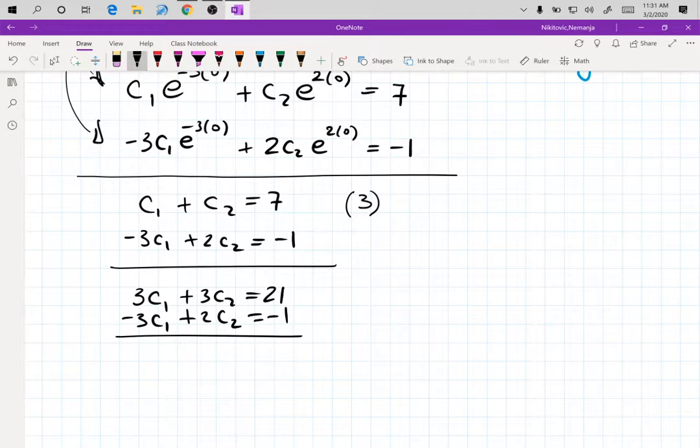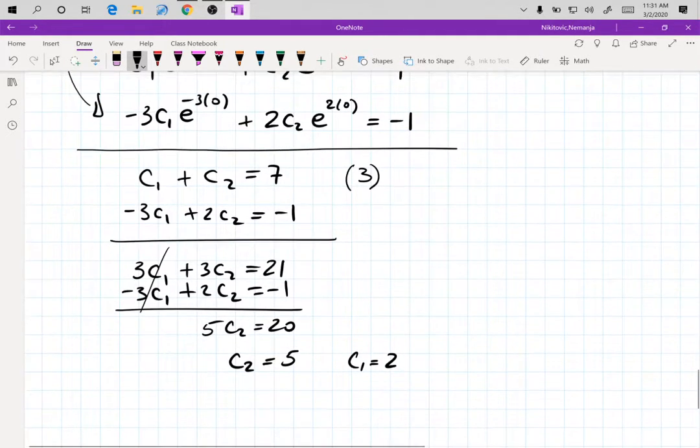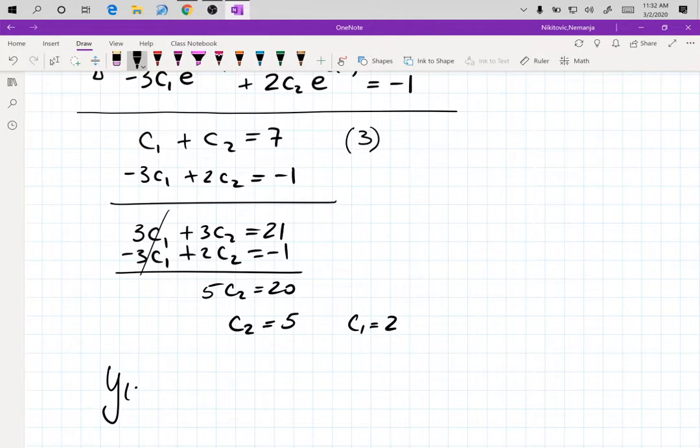All right, so now the C1s drop, 5 C2 equals 20, C2 equals 5, and C1 must be 2 in order for them to add to 7. And we finally have our solution y of t. What's that function? C1 is 3 and C2 is... Oh, well, I was just testing you, I just need to make sure that you're all paying attention. Very good. Yeah, math is hard. It happens. So 3e to the negative 3t plus 2e to the 2t.